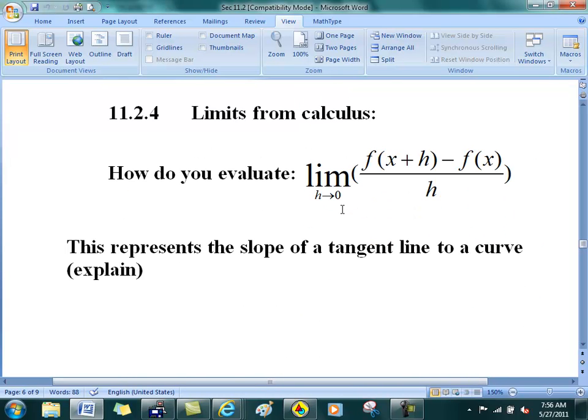Now the very famous problem from calculus. It's called a tangent line problem. So this is really the absolute beginnings of calculus.